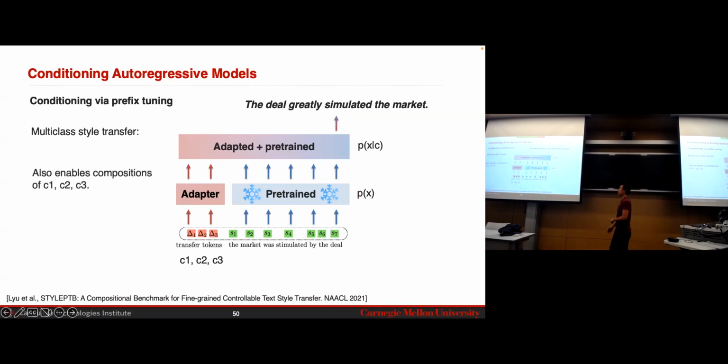And these folks also show that it's quite compositional. You have a bunch of independent transfer tokens, each representing a different style, C1, C2, and C3. If you train on a couple of combinations, you can also generalize to new combinations of these stylistic attributes.